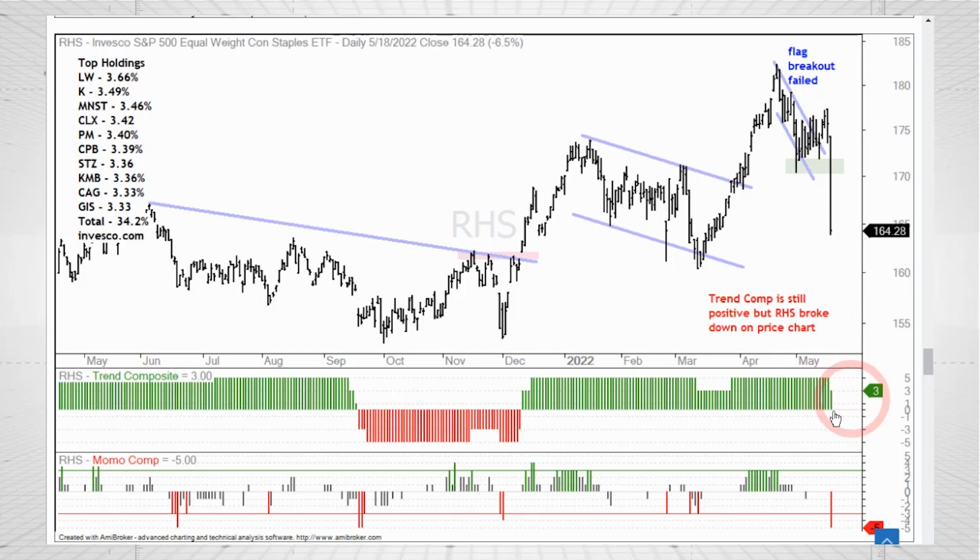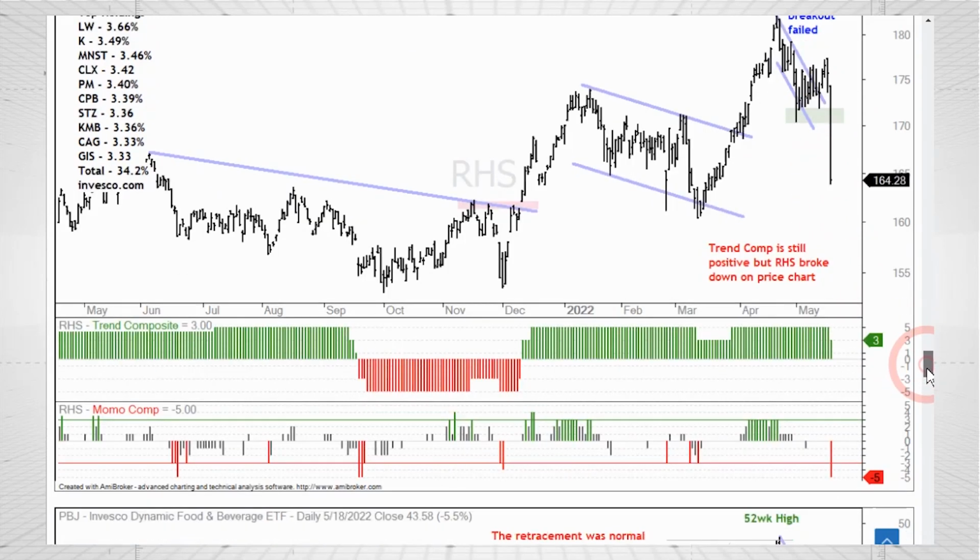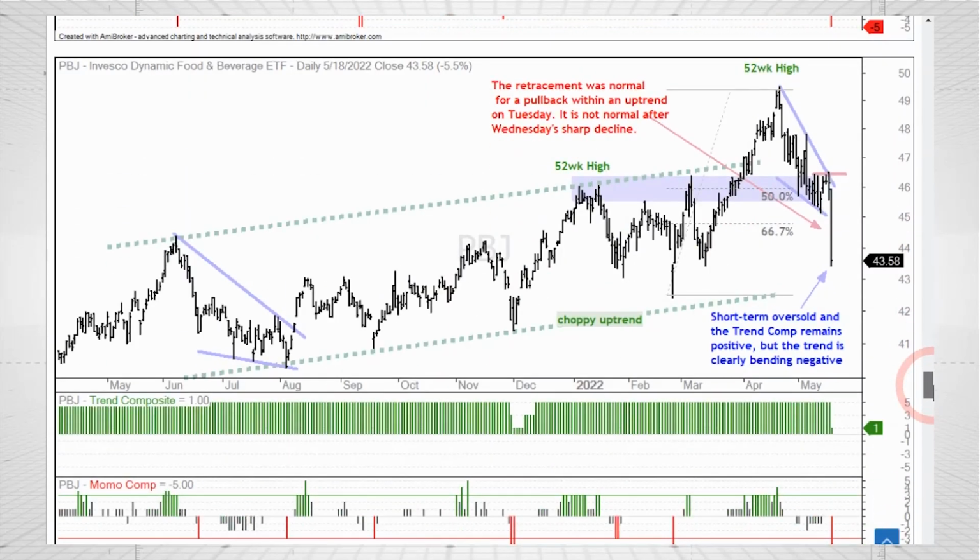Trend Composite has yet to turn negative, but this has broken the bull's back. The trend is definitely bending here. And that's significant because it's a defensive sector.